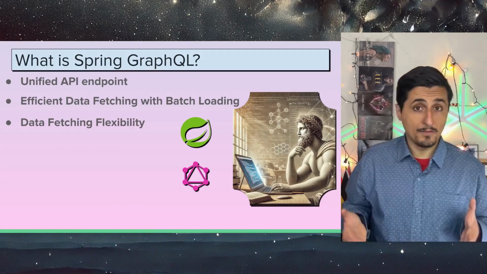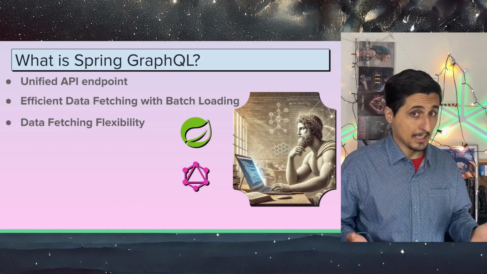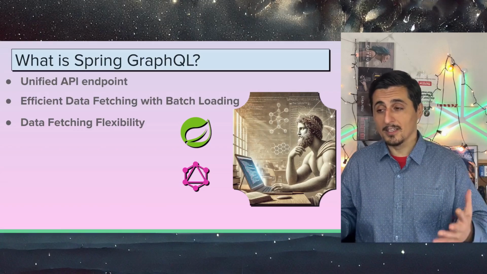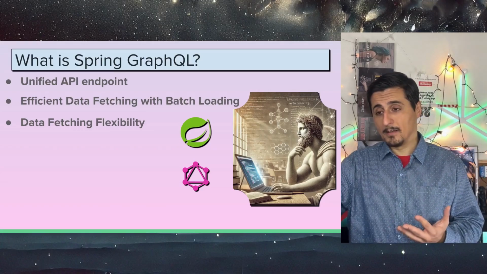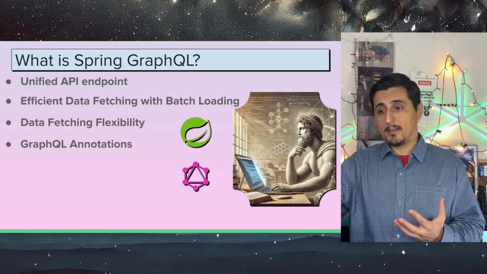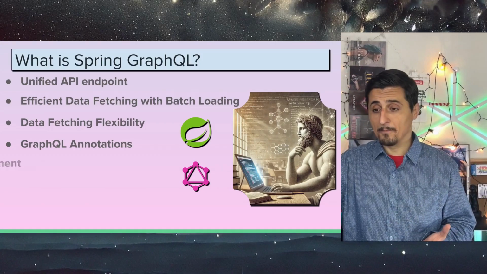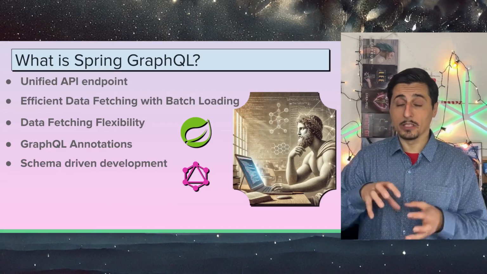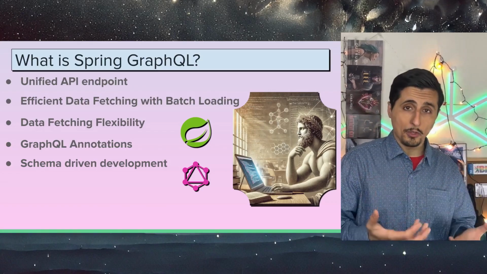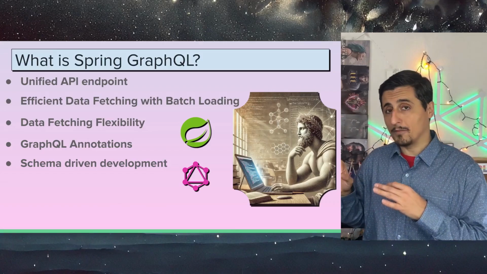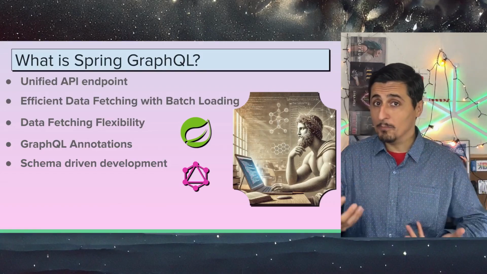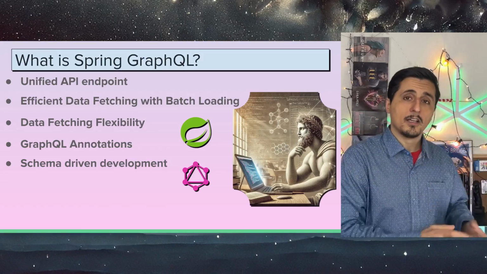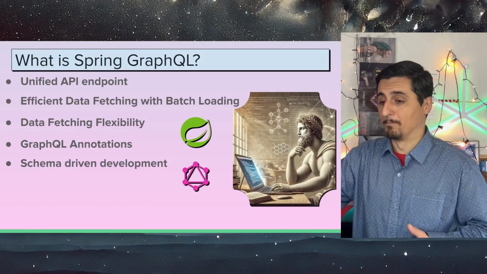It provides data fetching flexibility. Again, asking the responses to have a certain form with certain fields, and only the fields that we need. Spring GraphQL works with GraphQL annotations. It is a schema-driven development, so that means that first we create our schema, and then we proceed to make our code. With Spring GraphQL, there is no introspection endpoint yet, and so things are done manually until we get to the Apollo client, where then we can use that introspection endpoint.